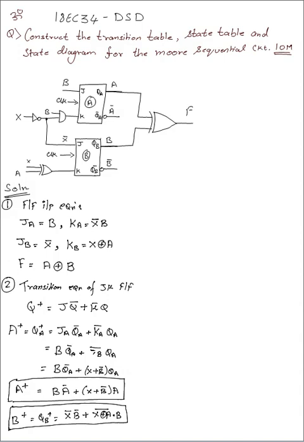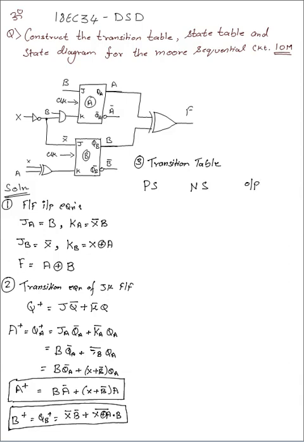Now, what's the third stage? Third stage is to plot the transition table. Third stage, transition table. Now, how do we write the transition table? What are the contents? The transition table will contain the present state, next state, and your output.